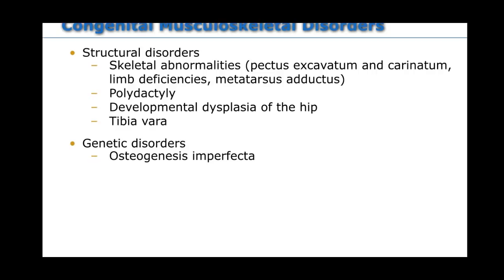All right, some structural disorders that are congenital. DDH, developmental dysplasia of the hip, is probably the most common one that I've seen. When we get to the text, there's a really good picture of what it looks like. It is where the head of the femur slips in and out of the hip joint.